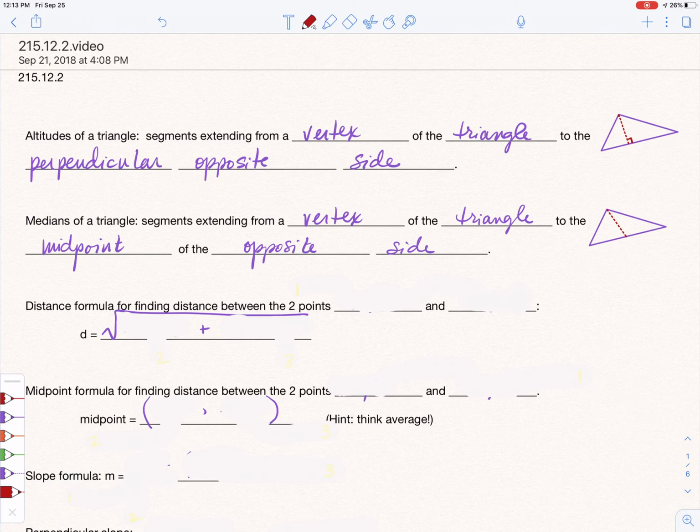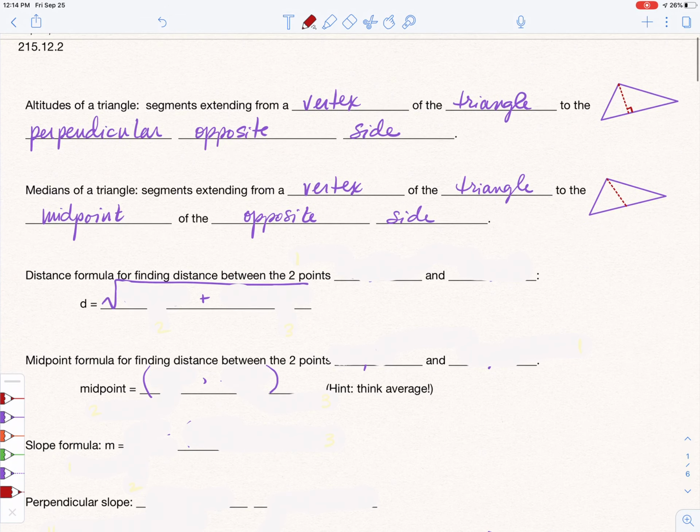This one is important. You will see this on a test and possibly the exam. When I say you'll see it, you will have to use it on your test, not necessarily just spit it out to me. The distance formula for finding the distance between 2 points, 2 coordinates, let's name them (a, b) and (c, d), is a big square root. The first piece under the square root is my x values subtracted, and we square that difference. Then we add the y values subtracted, and we square that difference.